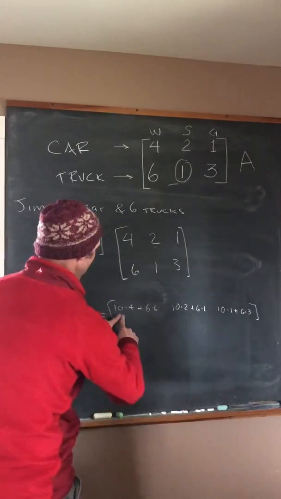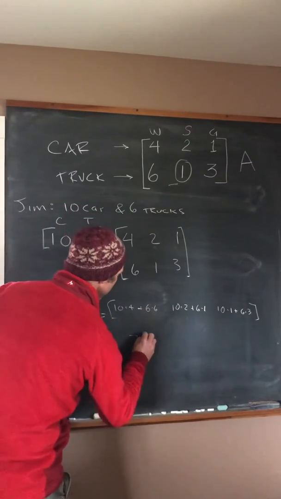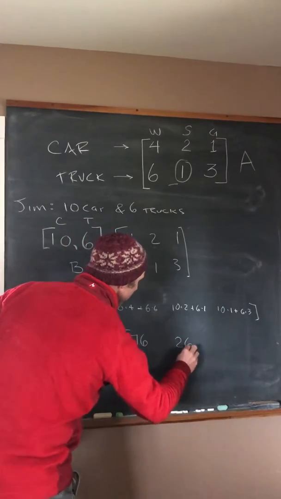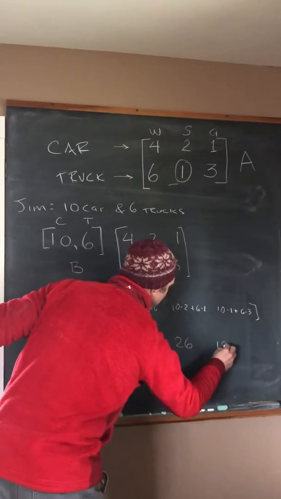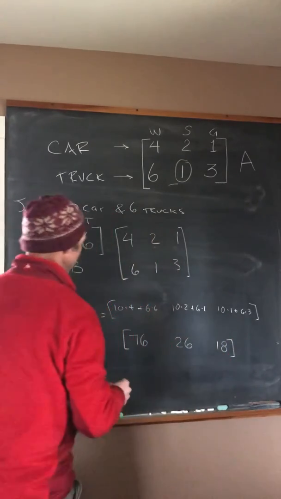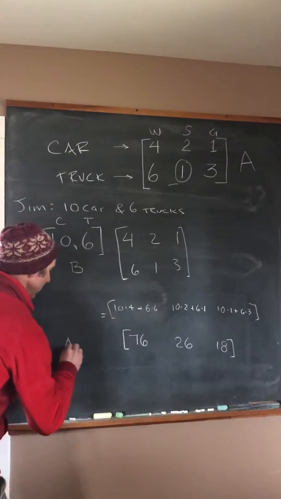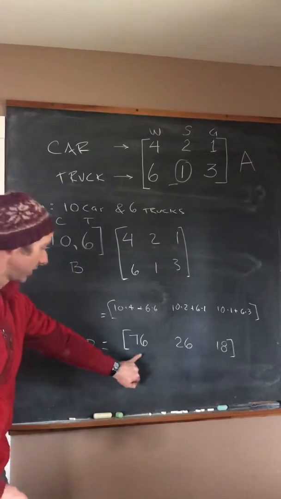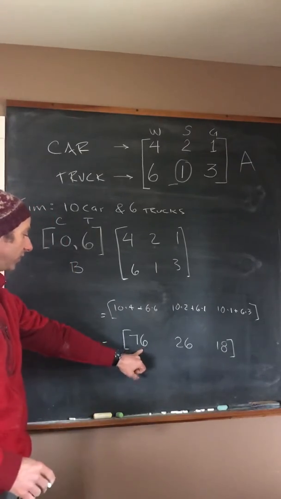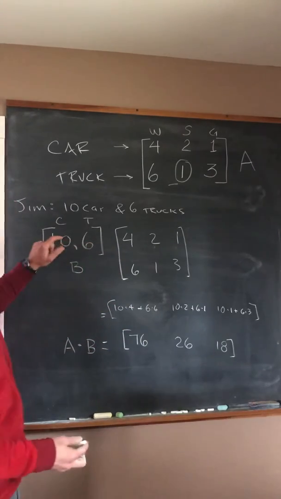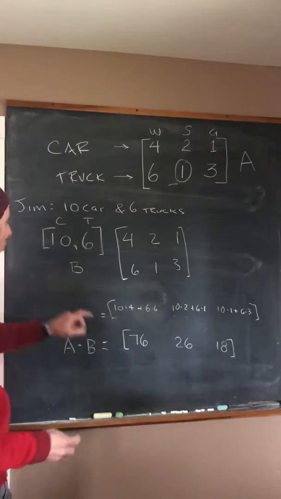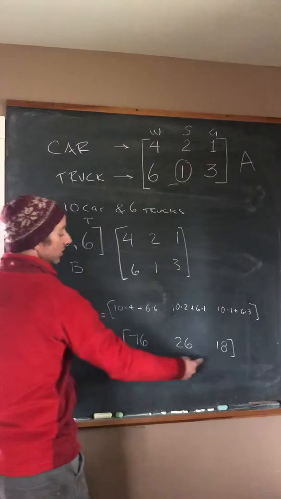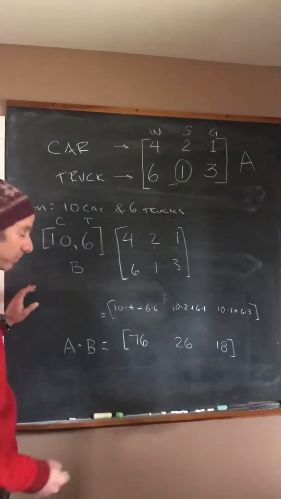Now it's going to be 40 plus 36, I have 76. 20 plus 6, 26. 10 plus 18, 18. So A times B is this. This is telling me that if Jim places an order for 10 cars and 6 trucks, I'm going to need 76 wheels, 26 seats, and 18 fuel tanks.